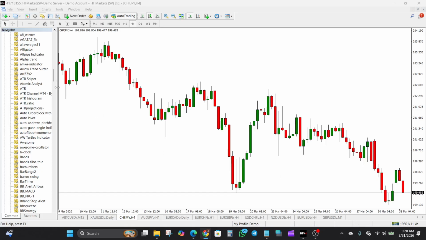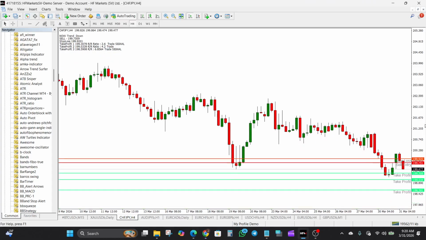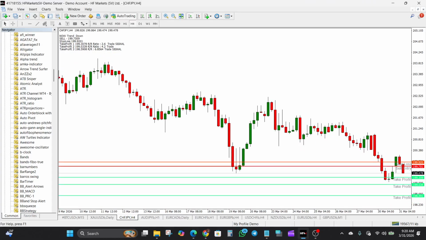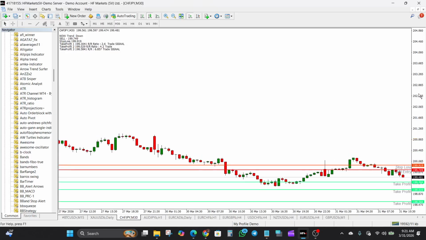Alright, so let us start by adding the Auto Fibo Phenomenon Indicator to the chart. Okay, so this is how the indicator looks like. As you can see, it's a charting tool, right? An advanced charting tool that is based on the Fibonacci levels.